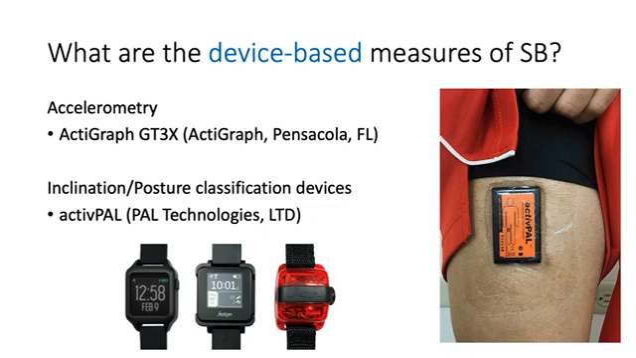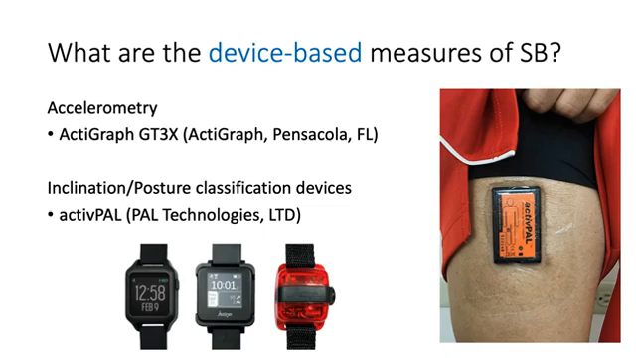Another one would be inclination or posture classification devices, like the activPAL, seen with the one person wearing it on their thigh. It's mounted directly to the thigh. It's a really good measure of posture. It measures the amount of time that someone spends sitting, standing, and moving each day. So it does have an element of accelerometry in there. But here, the biggest difference is that it can actually detect the posture based on the positioning.